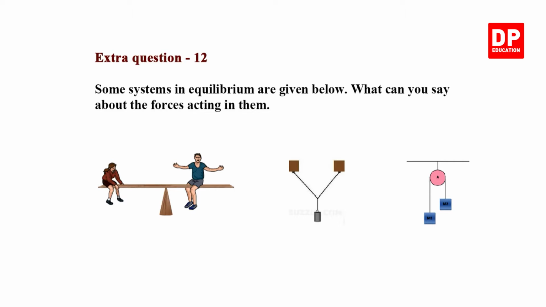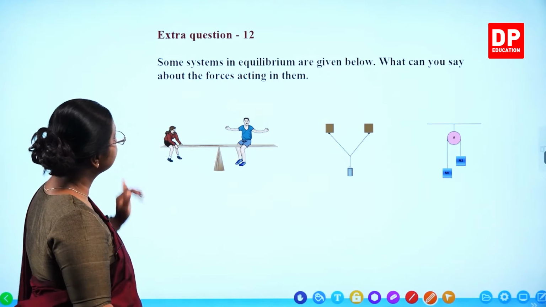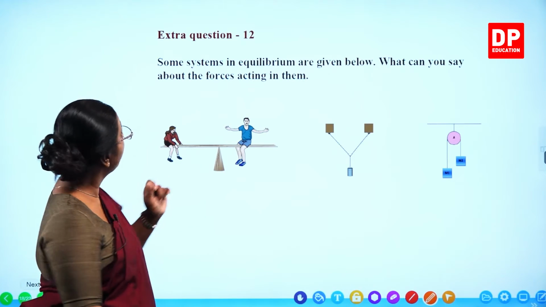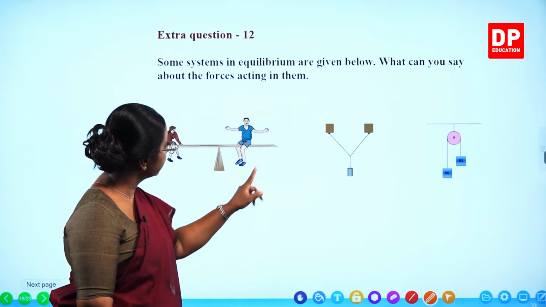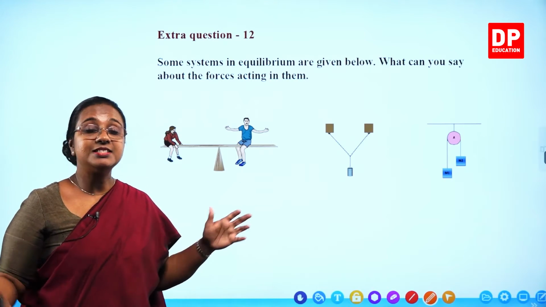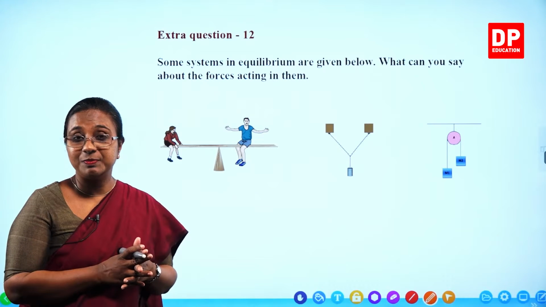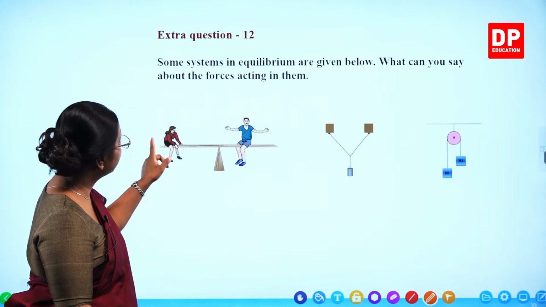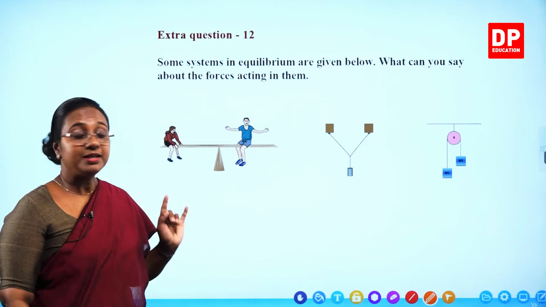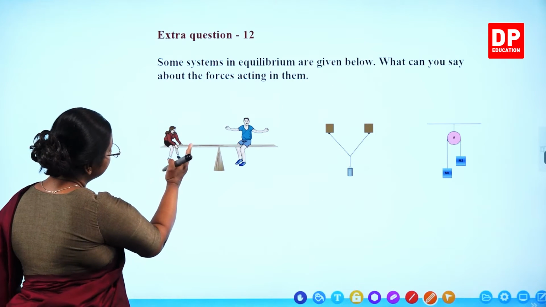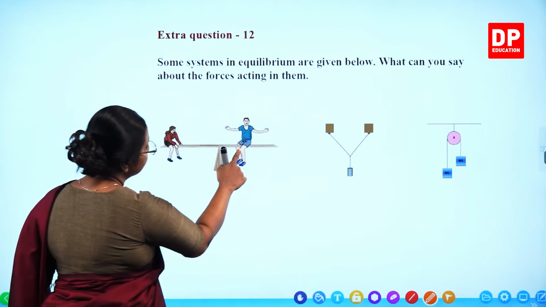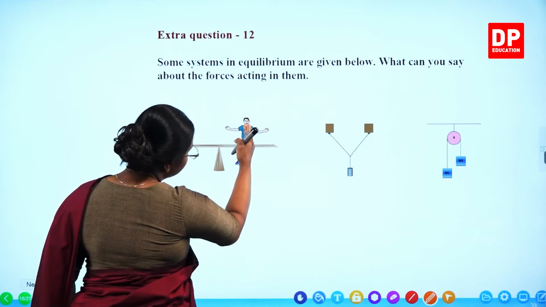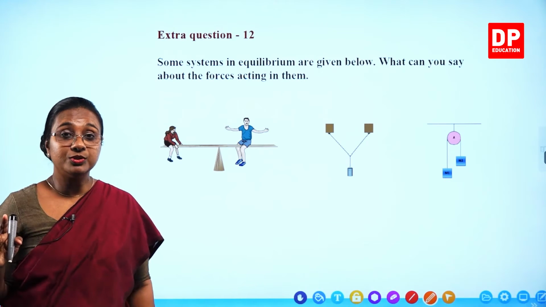Extra question 12. Some systems in equilibrium are given below. Again here there is equilibrium in the systems. What can you say about the forces acting in them? So if we take this first instance, you have seen this, the seesaw. I'm sure you all would have enjoyed playing on it when you were kids. So here you can see there are two kids, but you can see this child is sitting right towards the end of the plank, and this boy is sitting somewhere towards the middle. You all know the reason.